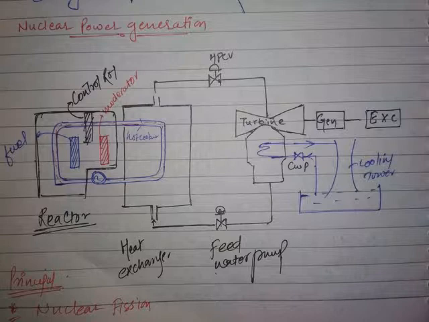Clear? This is what occurred in Japan, at the Fukushima plant. Those plants were of this type of layout. Because of the tsunami, the pumps and everything failed. There were 6 units in those 6 plants, and out of 6, 4 plants were blasted because of the tsunami and suffered severe damage. This is what is called the Japan tragedy.